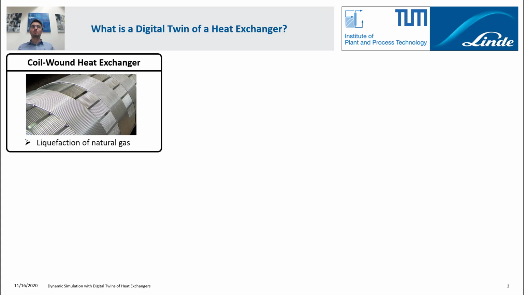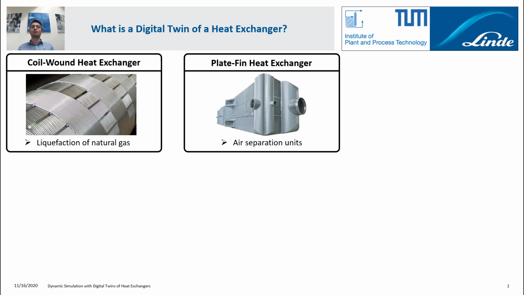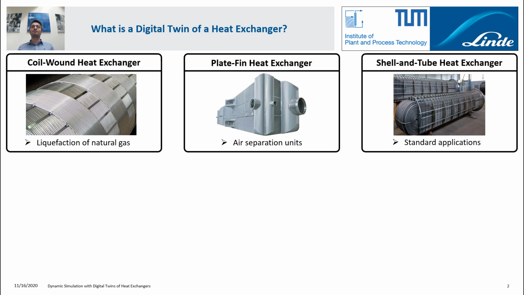I would like to start with the question, what is a digital twin of a heat exchanger? At Linde Engineering we have three different types of heat exchangers in our product portfolio. The first is the coil-wound heat exchanger, which is used for the liquefaction of natural gas. The second is the plate fin heat exchanger, which is used for air separation units. Furthermore, we have the shell and tube heat exchanger, which is used for standard applications.